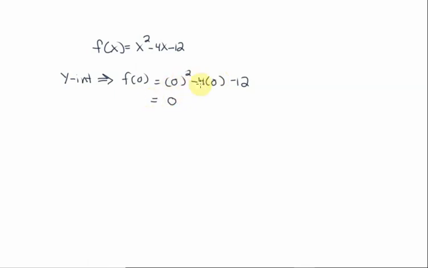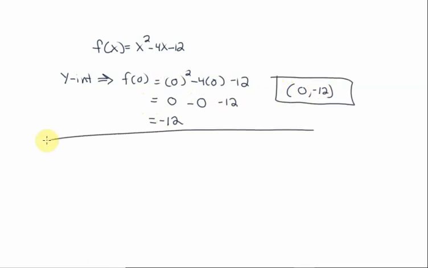0 squared is 0. 4 times 0 is 0. Minus 12. So the y-intercept, it crosses at negative 12. What's that point? Well, 0, negative 12. That's the x value that we plugged in and the y value that came out. So there's the y-intercept. Can we find the x-intercept?